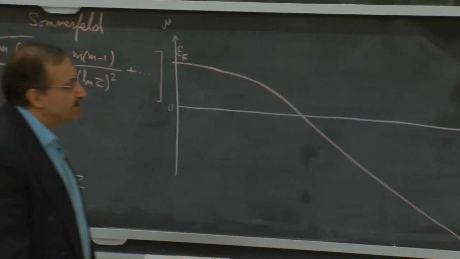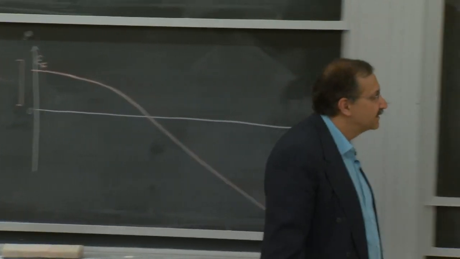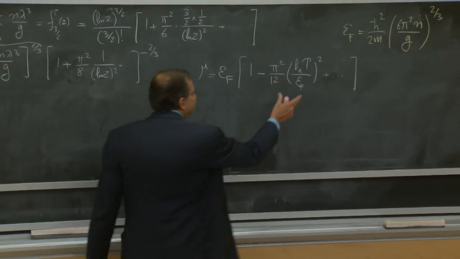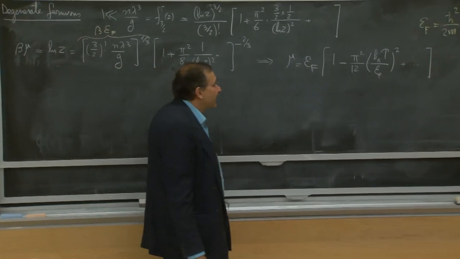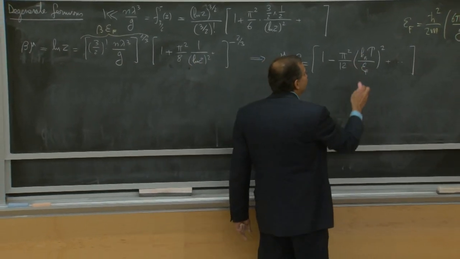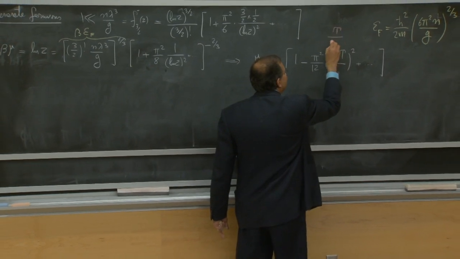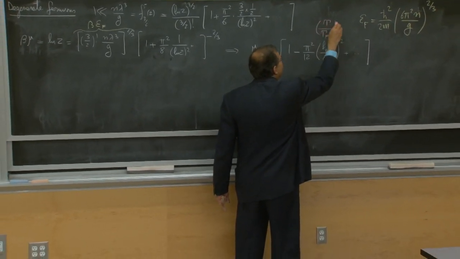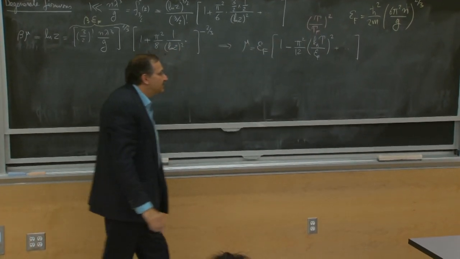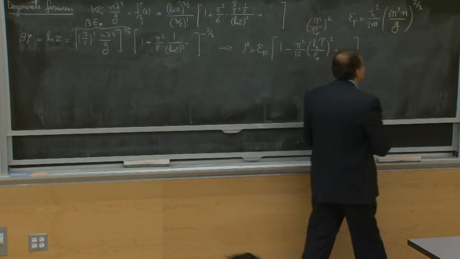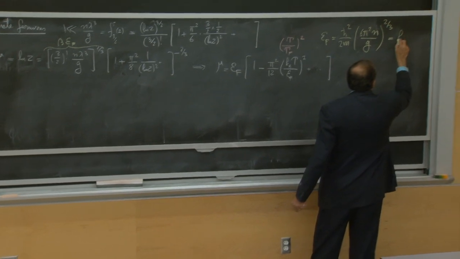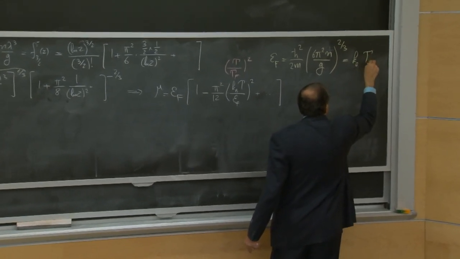Of course, I can always convert. We can see that what I see here is the combination of kT over epsilon F. I can define epsilon F over kB to be something that I call TF. And this correction I can write as (T over TF) squared. So basically, I have defined epsilon F to be some kB times a Fermi temperature.